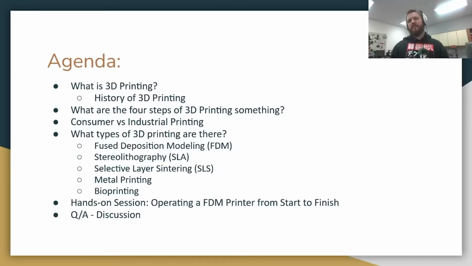I've kind of broken down 3D printing into four distinct steps. By all means, I'm not the authority on 3D printing, but I feel like these four steps will happen no matter which type of printer you're working with. There's also going to be a quick discussion on consumer versus industrial printing, as a lot of people know that the difference is price. Industrial is going to be more expensive, but what we're going to talk about is why it is more expensive. We are going to go over 5 different types of 3D printing and how they're used in the industry.